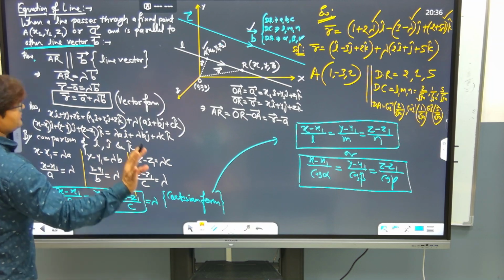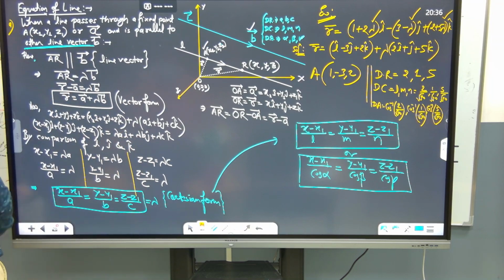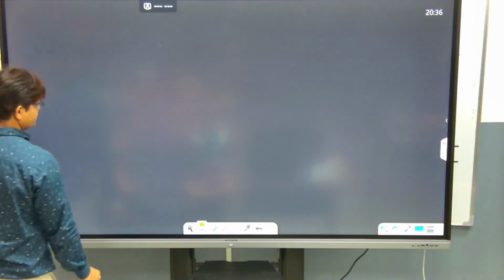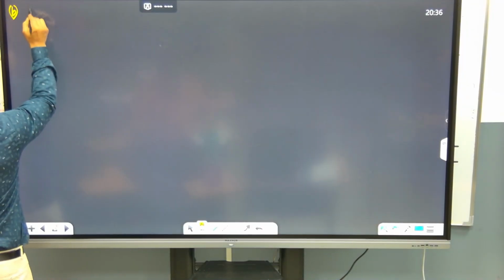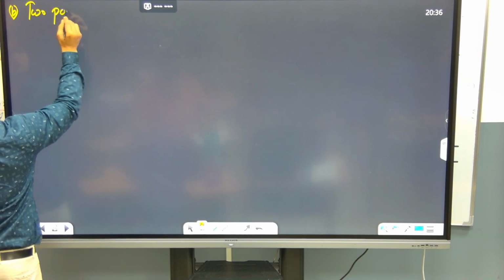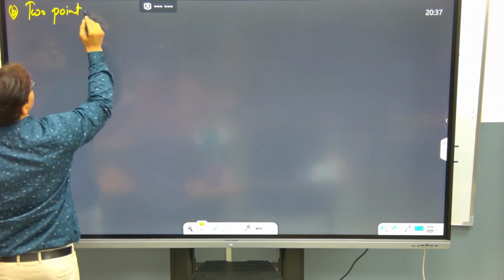Now equation of line in 3D. In our syllabus we have only two types. So that's the first form. Now the B part for this. First is the point and direction form, second is the two point form.